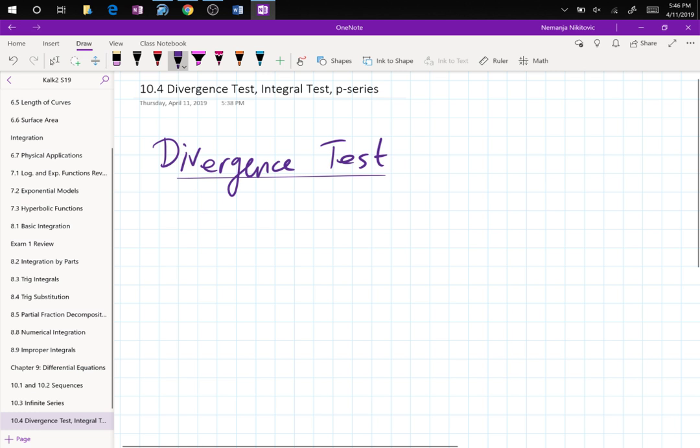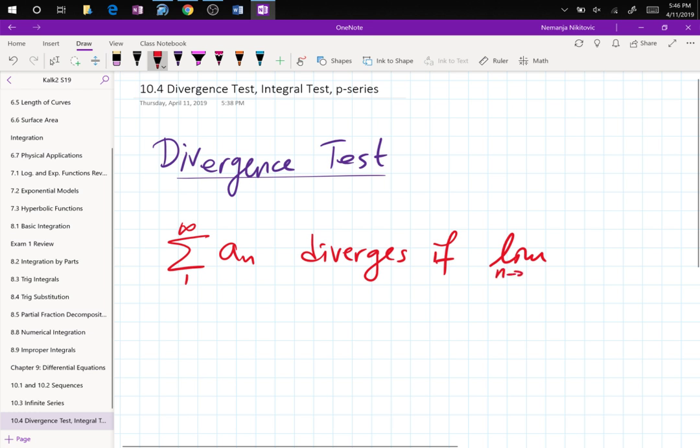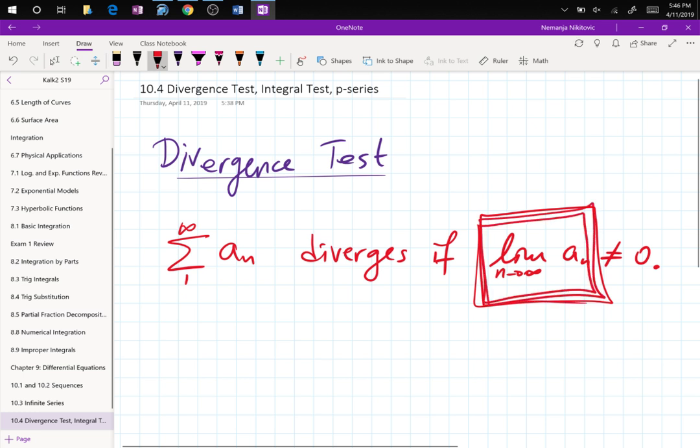So, here is the test. Summation of a_n, you can start at any value. You can start at 0, 1, or 7, doesn't matter. So, the series a_n diverges if the limit as n goes to infinity of a_n is not 0. That's it. This piece over here is testing for convergence or divergence of sequences, and if it converges to anything other than 0, we're going to have a divergent series.